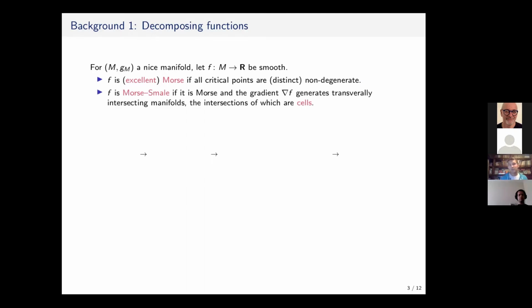And a Morse function is Morse Smale if, when we look at the gradient of this function and we look at the stable and unstable manifolds of the critical points, they intersect transversally. And these intersections I'm going to call cells. So instead of getting into the nitty-gritty of this, I'm just going to show you some pictures to give you intuition of what I'm talking about.